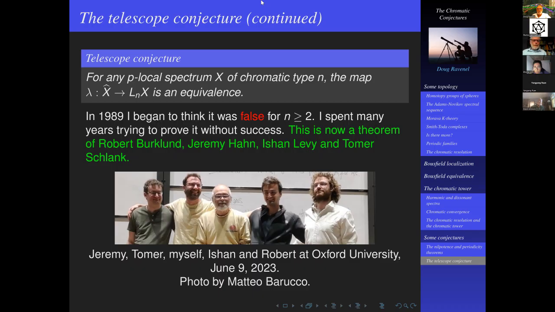Now, let me open the chat window again. Okay, somebody asked, did the BHLS proof follow your original plan of attack? And my answer to that is absolutely not.